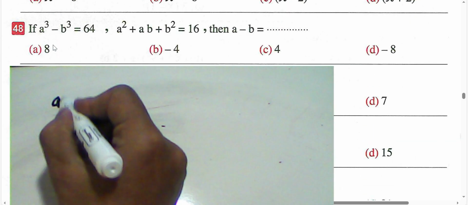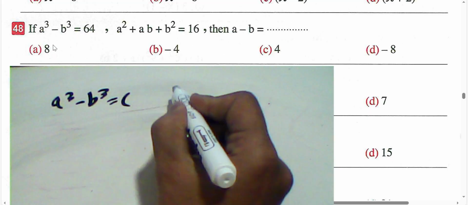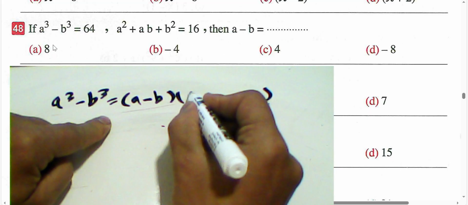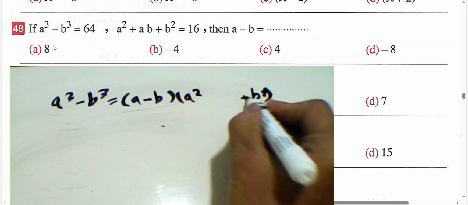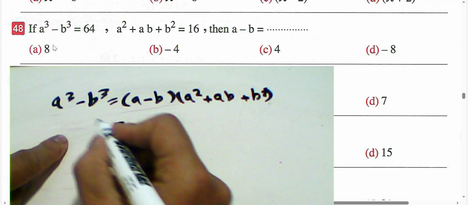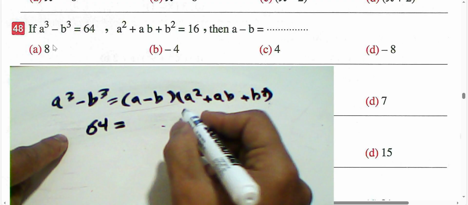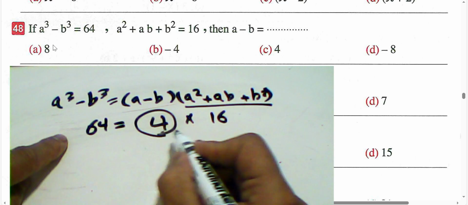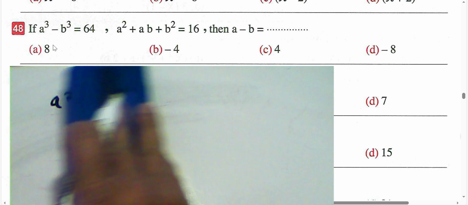We have a power 3 subtract b power 3. We can factorize this expression. Square root of the cubic root of the first and the second, a power 2 and b power 2, and the middle, first by second, change the sign. He gives us in the example the value here is 64, and the value of this expression was 16. 16 times 4 equals 64. Then a minus b equal 4. Choose 4.